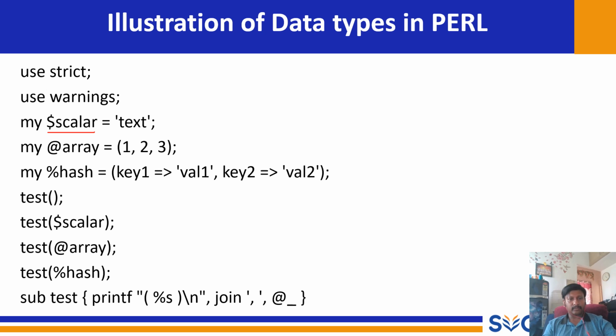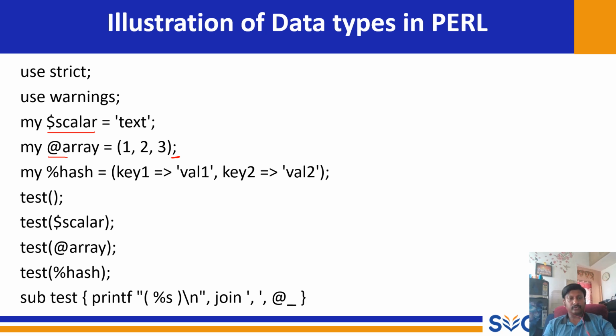And for an array, as I have mentioned, you should initialize with the at sign. So I'm giving an at sign followed by an array variable, like array equals, and I'm enclosing a list of scalars inside brackets. And I have to finally terminate with the terminator operator, the semicolon. Each and every line in the Perl programming language has to be terminated with a semicolon. Okay, so now we have seen how to initialize the first data type, scalar, and then the array.